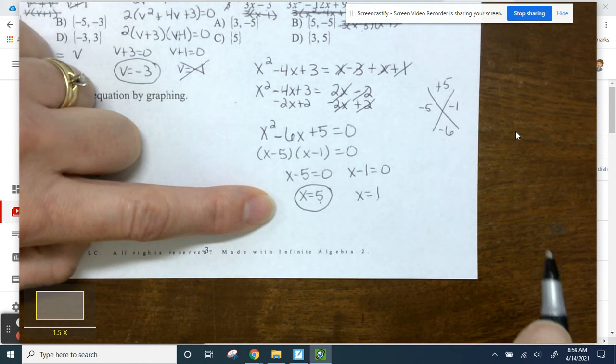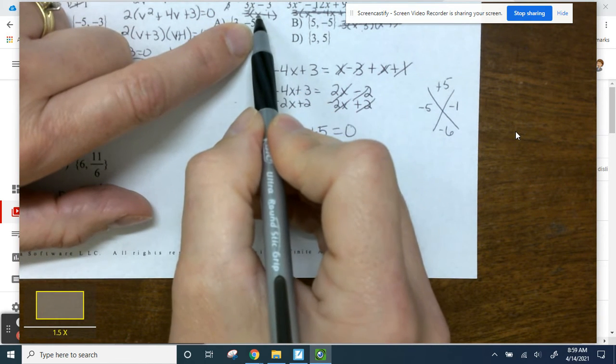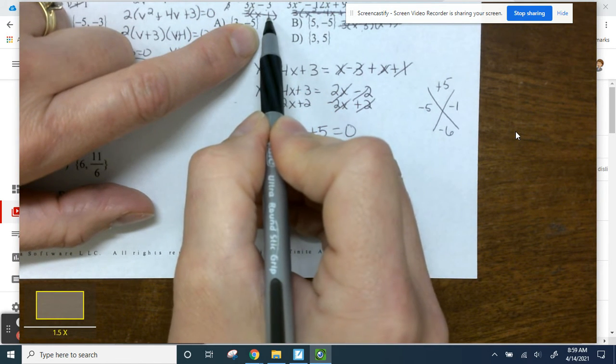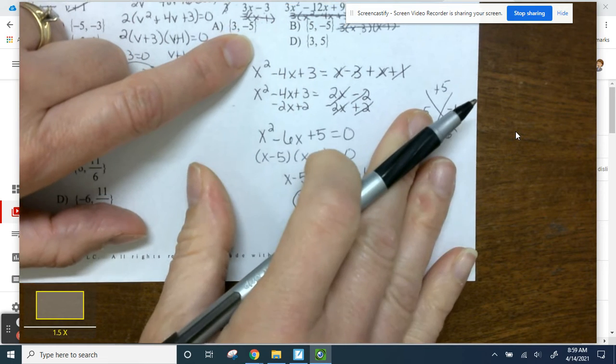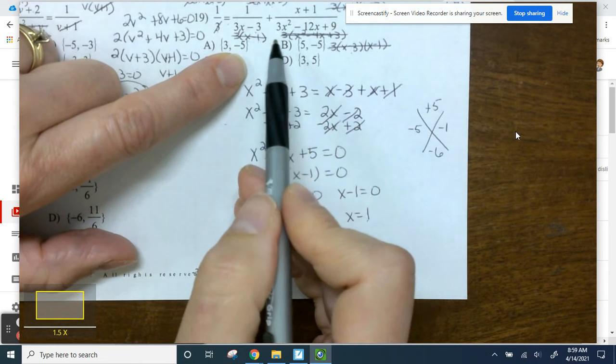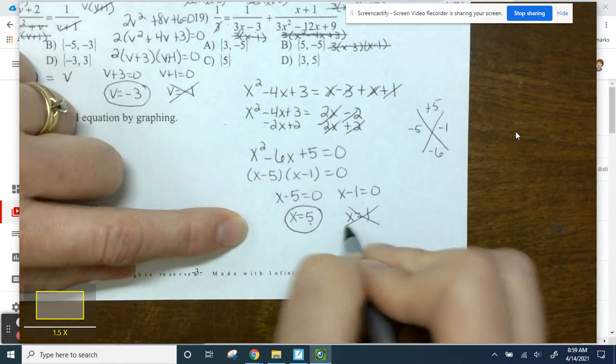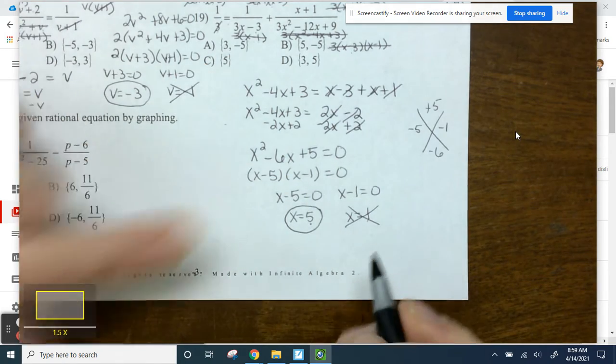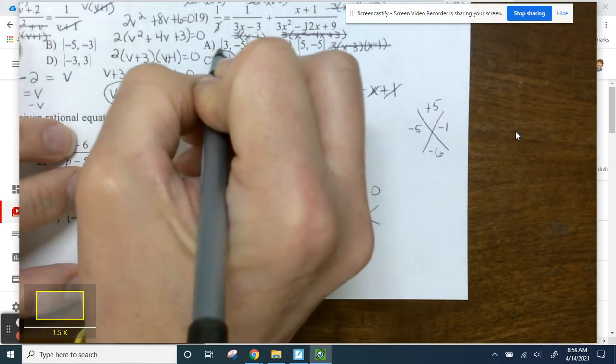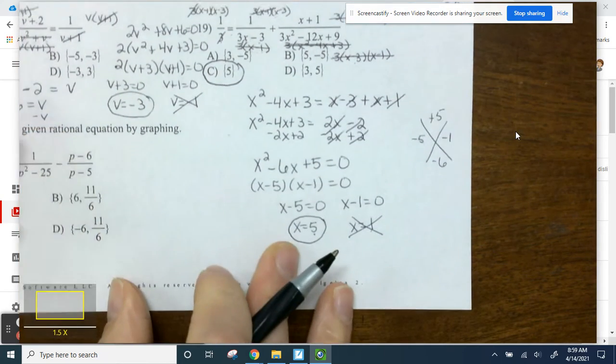What if we put in 1? Okay, right here, 1 minus 1. That is 0. So 1 minus 1 is 0. That does not work. 1 minus 1. So this one is not a solution. So our only solution is x equals 5, and your answer is choice C.